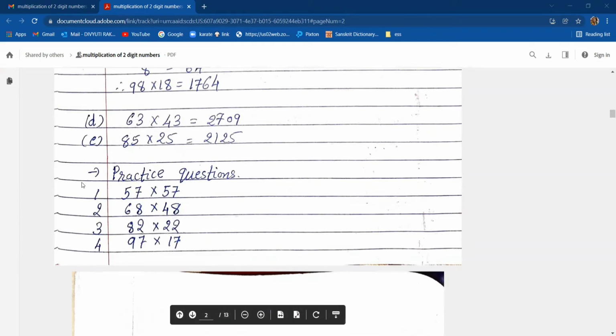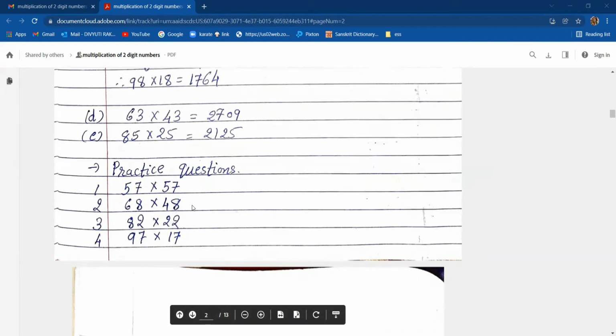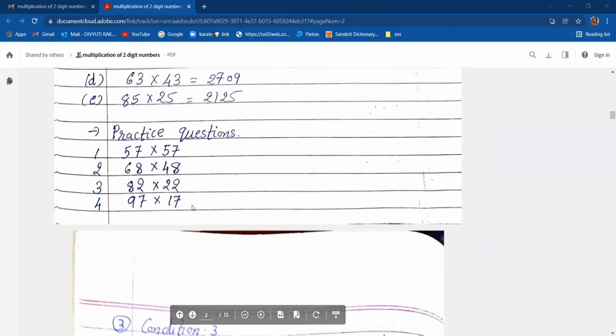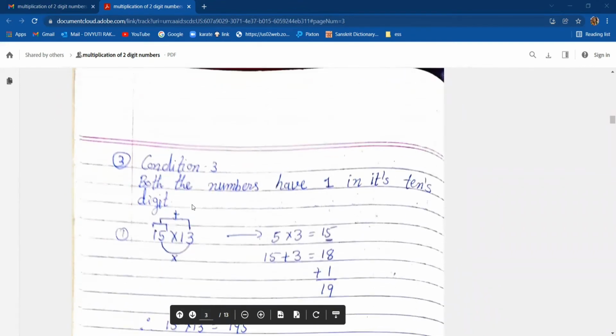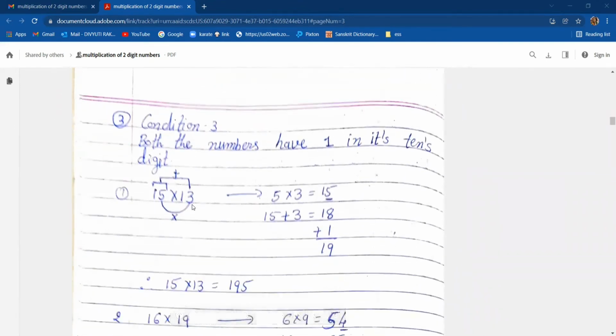So now practice time. You can pause the video and solve this, or you can take a screenshot also. Again, I am telling you that you should make your own questions and try to solve them. Okay, so now let's move on to the next condition.